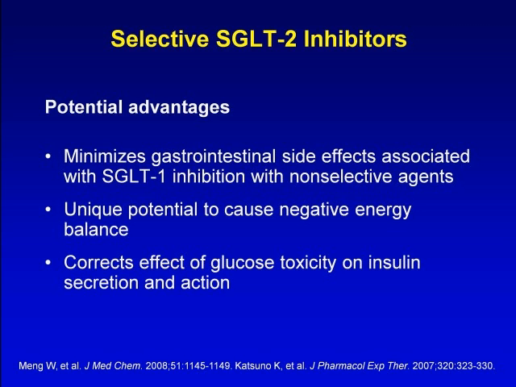So selective SGLT2 inhibitors have the potential advantage of minimizing GI side effects, because as you were shown before, SGLT1 is the main protein that is present in the intestine. So if SGLT2 is inhibited specifically, you're going to target the kidneys rather than the intestines, which will then result in less GI side effects.